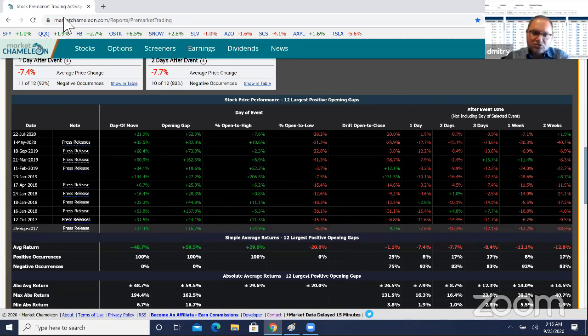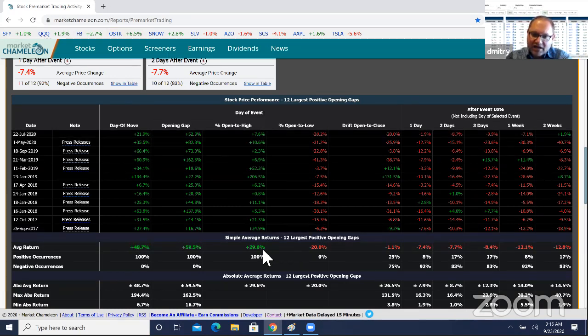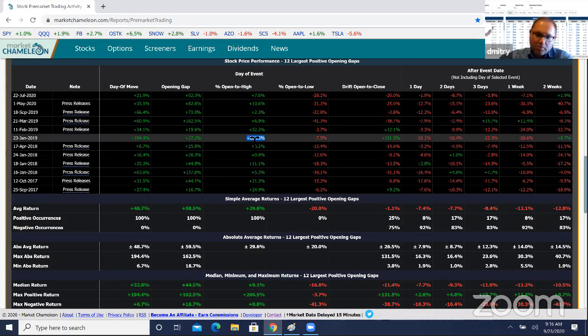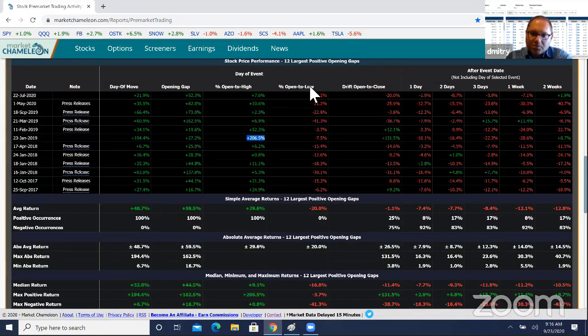What did this stock tend to do? So from the open to the high, the average move was 29.6%, with a high move of 206% over here from the open to the high of the day. From the open to the low, the average move was negative 20%. From the open to the close of the day, it tended to drift lower more often than higher. 75% of the time it finished lower, 25% higher.